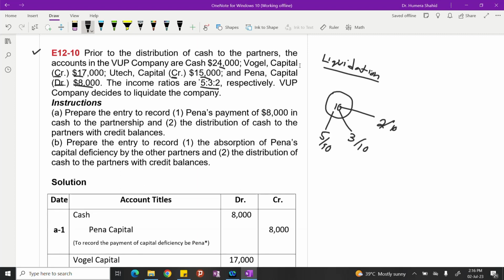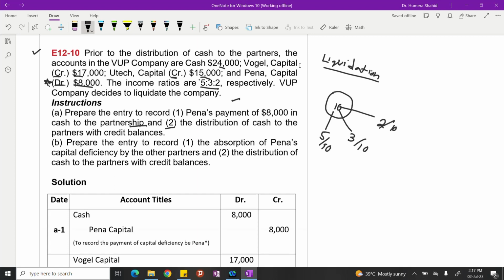Okay, VUP company decides to liquidate the company. So they are liquidating the company. Prepare the entry to record PINA's payment of $8,000 in cash to the partnership. I told you, PINA has to pay the money to the company. His personal assets, he has to use them, and he will be giving the money to the company. So he brought cash to the business. And then after that, when he gives this money to the business, his claim will be over, right? And then only UTEC and Vocal will be left.